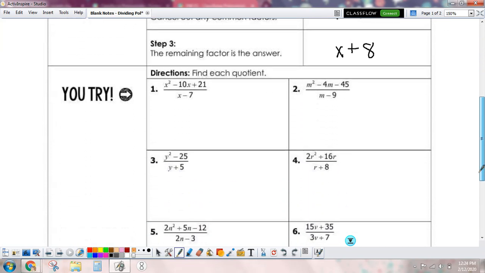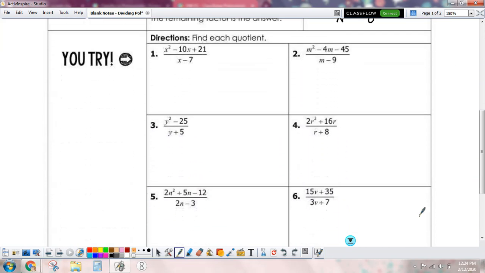Okay, so we're going to try just a couple, and then you're going to try them on your own. For number 1, we're just going to quickly go over this one. Again, step 1 is to factor your numerator and denominator. I know that 7 times 3 is going to get me to 21, and that 7 plus 3 can get me to 10. But since it's a -10 and a positive 21, both of my factors are going to be negative. So I'm doing x minus 7 and x minus 3 all over x minus 7.